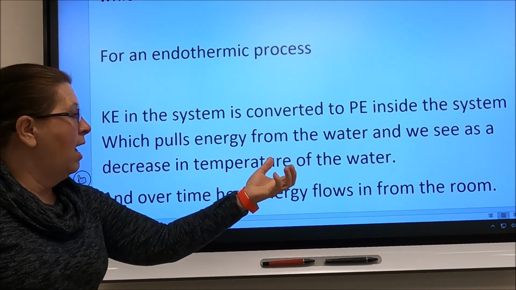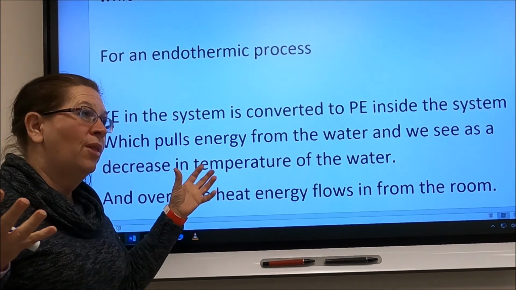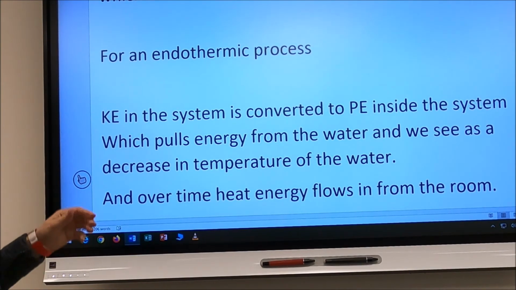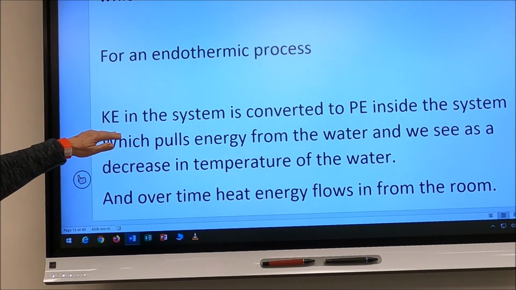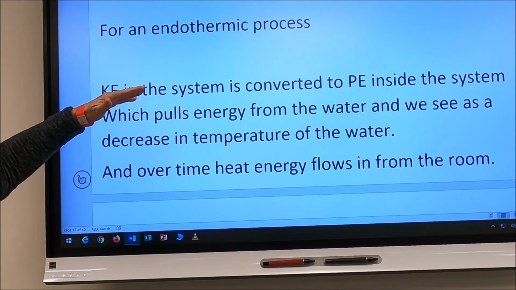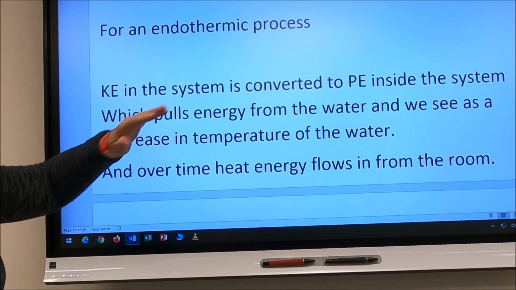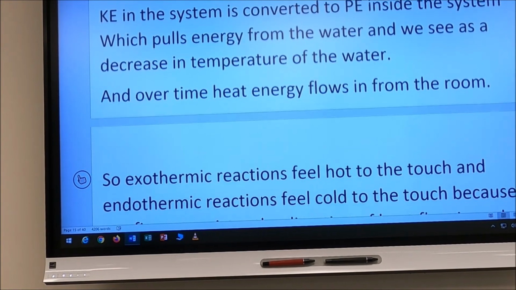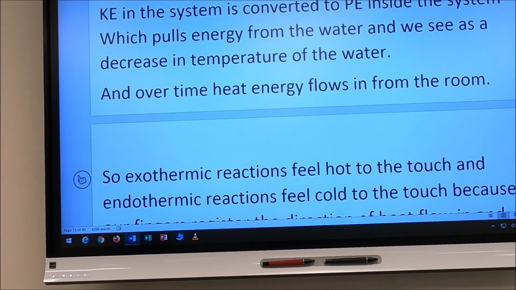And slowly over time, the water will start pulling energy from the room until it gets back to its original temperature. So in an endothermic process, energy flows into the system. It's used to break strong bonds and to make weak bonds, and that stores it as potential energy. Hint, we store energy in weak bonds.